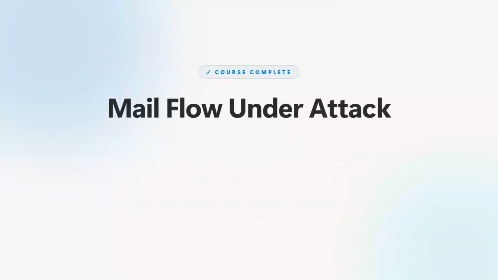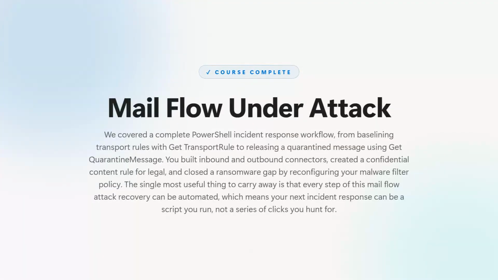We covered a complete PowerShell incident response workflow, from baselining transport rules with Get-TransportRule to releasing a quarantine message using Get-QuarantineMessage. You built inbound and outbound connectors, created a confidential content rule for legal, and closed a ransomware gap by reconfiguring your malware filter policy. The single most useful thing to carry away is that every step of this mail flow attack recovery can be automated, which means your next incident response can be a script you run, not a series of clicks you hunt for.